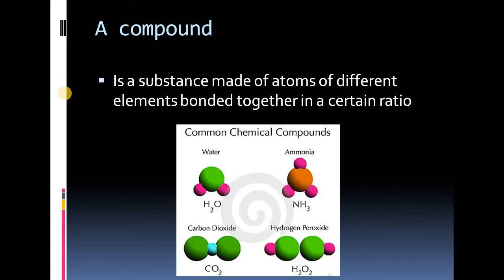Now, a compound. A compound is a substance that is made of atoms of different elements bonded together in a certain ratio. For example, ammonia is NH3. It has 3 hydrogen atoms and only 1 nitrogen atom. This makes ammonia, which is a compound. Water, of course, is H2O: 2 hydrogen atoms and 1 oxygen atom.